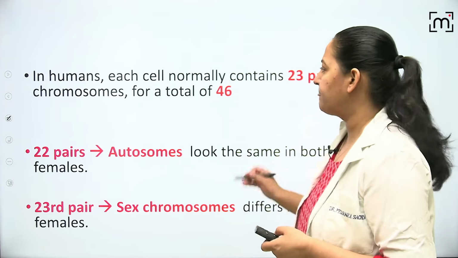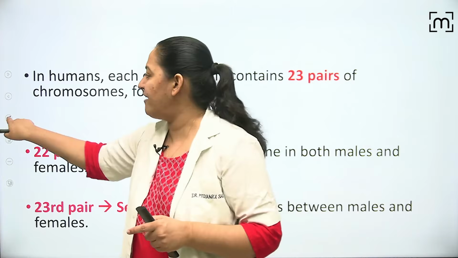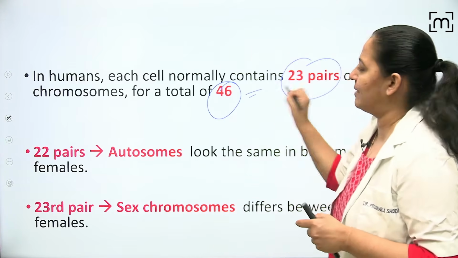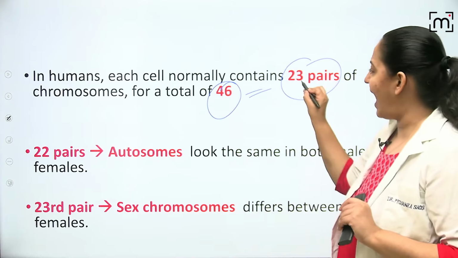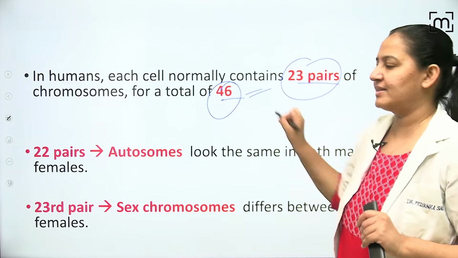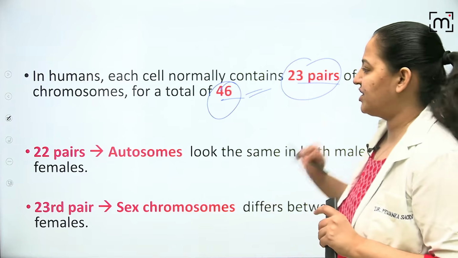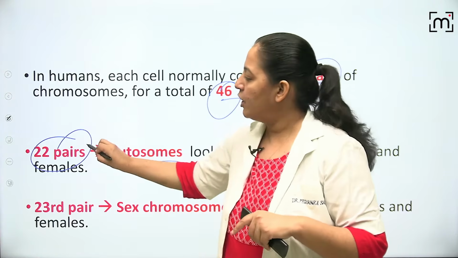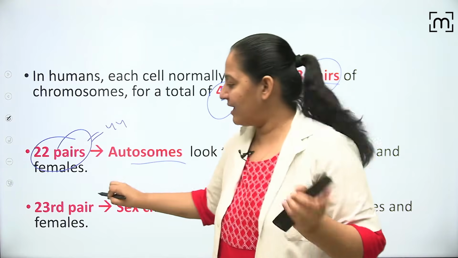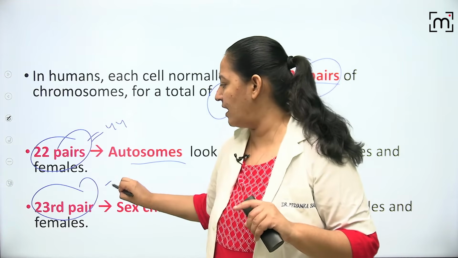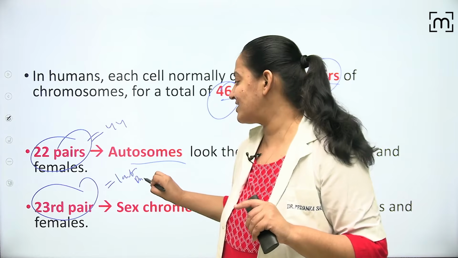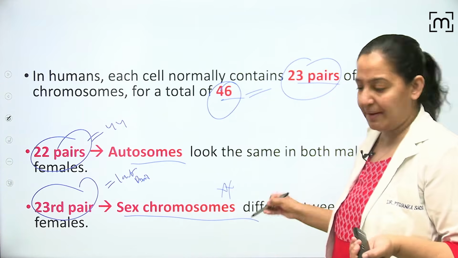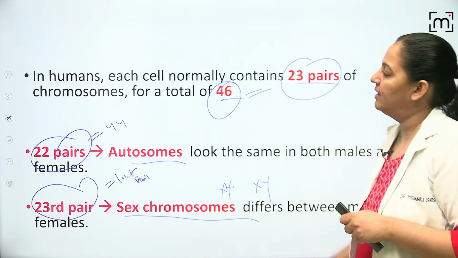Before that, just revising what you already know: humans have 46 chromosomes. Either say 46 or say 23 pairs, one and the same thing. So inside each nucleus, either 23 pairs are present or 46 chromosomes are present. Out of the 23 pairs, 22 pairs are the same in male and female; they are known as autosomes. 22 pairs means 44 chromosomes. But the last pair, the 23rd pair, is the sex chromosome that determines the sex of the individual. If it is XX, that is female. If it is XY, that is male. So that is a revision.